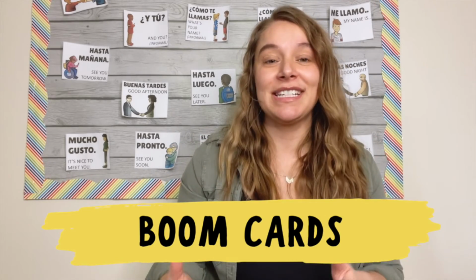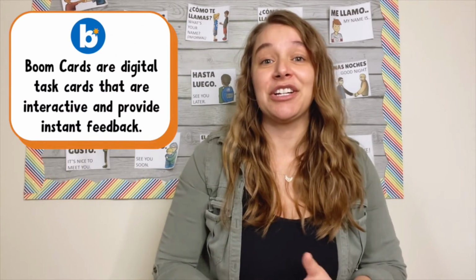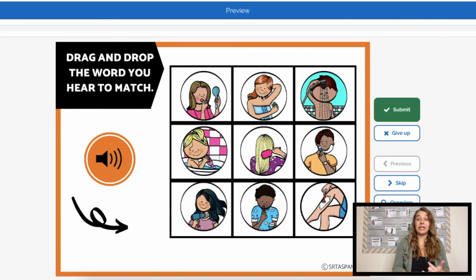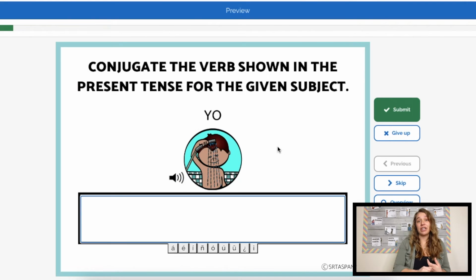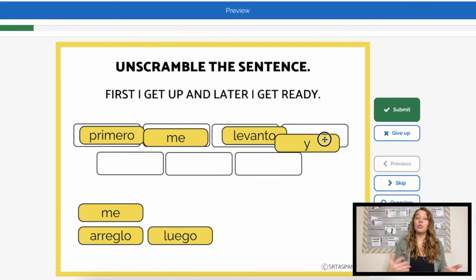Activity number 8 to practice reflexive verbs are boom cards. And if you haven't heard me talk about boom cards before, these are essentially digital task cards that are interactive and provide instant feedback, right? They're auto grading, which is my favorite thing about them because you don't have to grade them. It just tells the student, ding, you were right, or you were not right. Makes them try again, which is really handy. These sets include listening, reading, and writing for your students to practice conjugating reflexive verbs. And again, it focuses on daily routine vocabulary with the reflexive verbs.